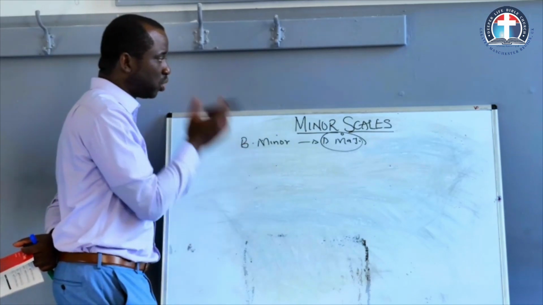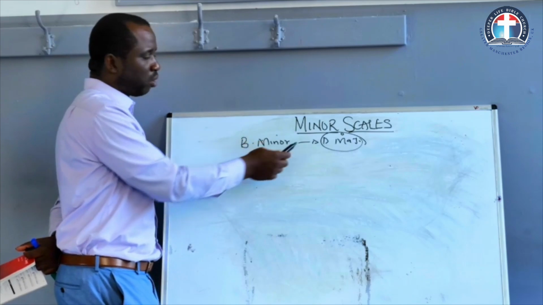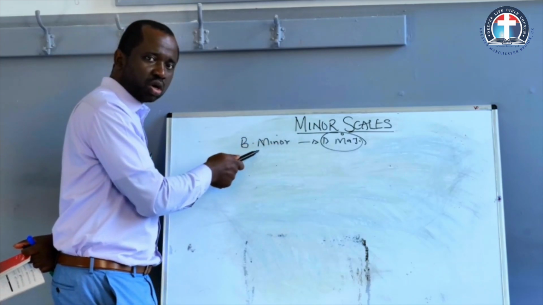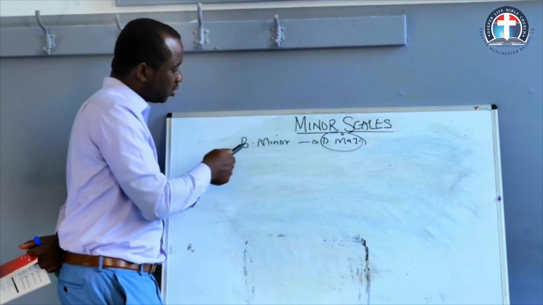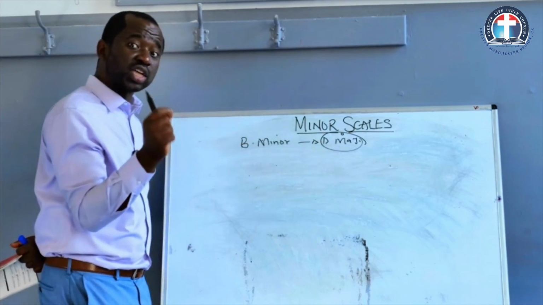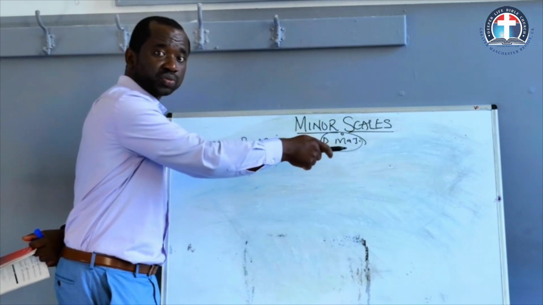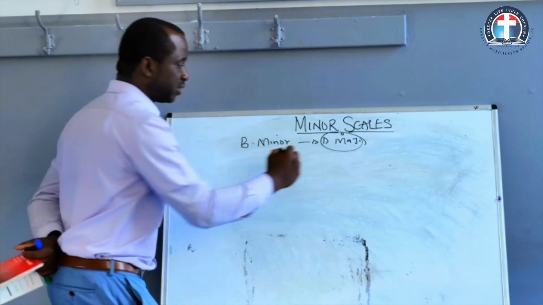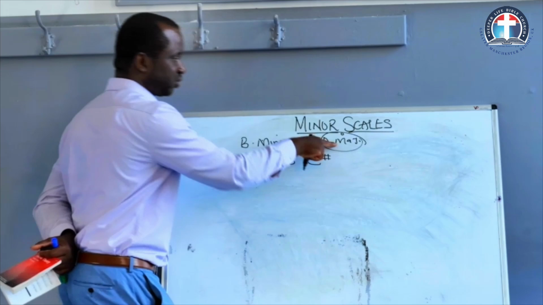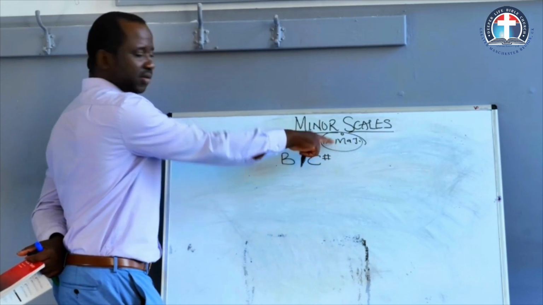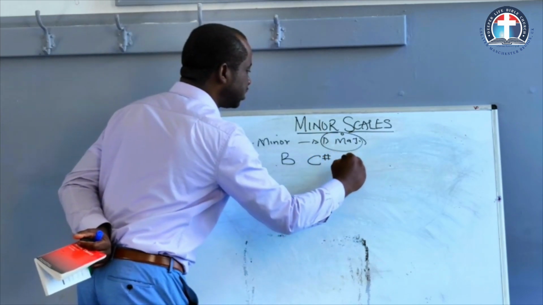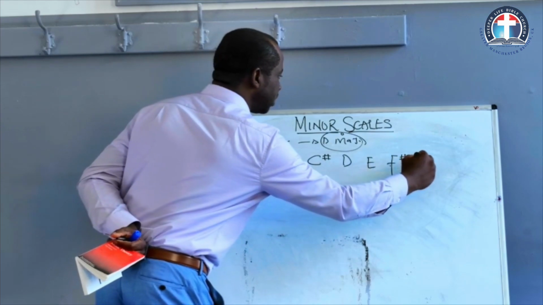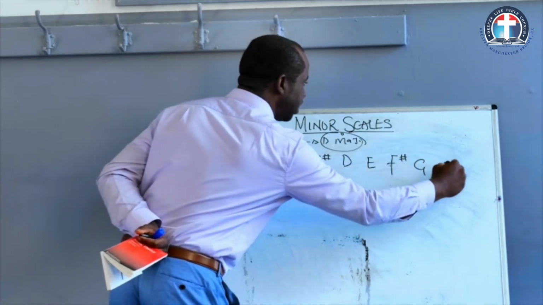So what I just need to do, or another way is this. If you know that the relative major of B minor is D major, then just write from B to B, but only put sharp where sharp's supposed to be in D major. So what would that be? B, right? C sharp, because of course, you remember? D, E, then F sharp, then G, A, B.